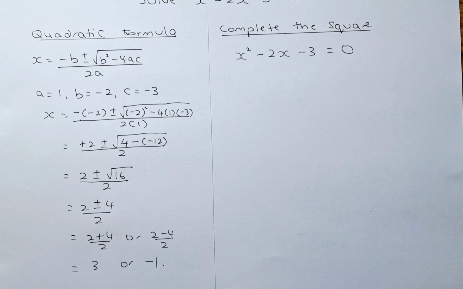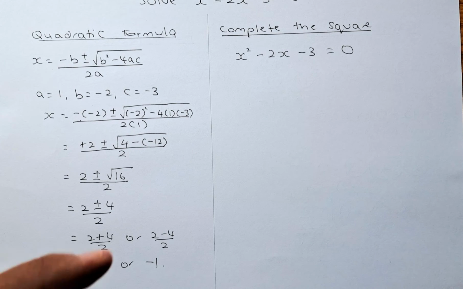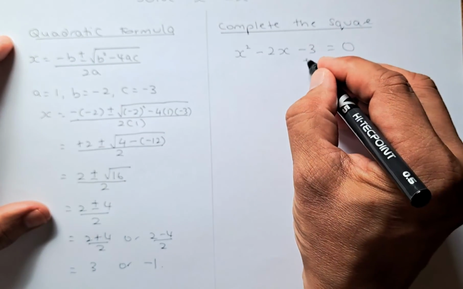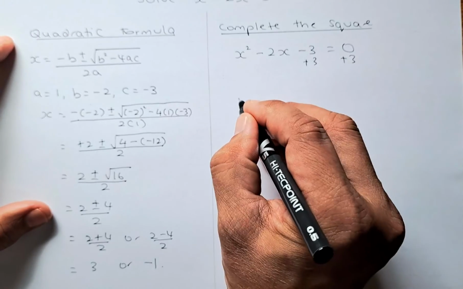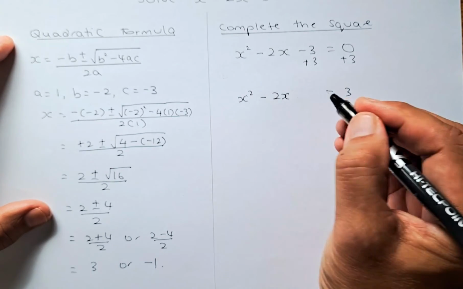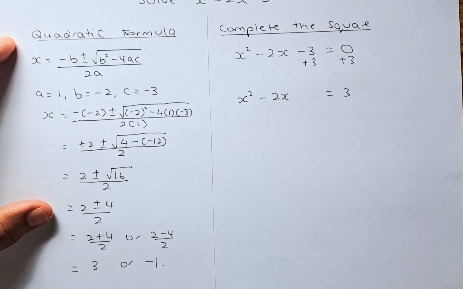Great. Last but not least, we are going to complete the square. Completing the square means you want to make a perfect square on the left-hand side. So the first thing you do is add 3 to both sides, so you get x squared minus 2x equals 3. Then you must add a number to make it a perfect square.